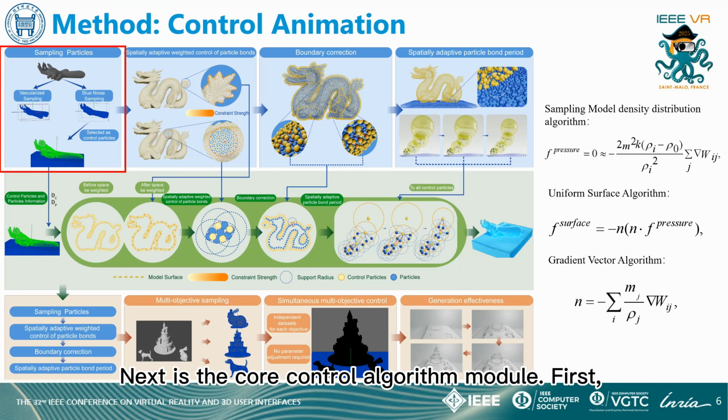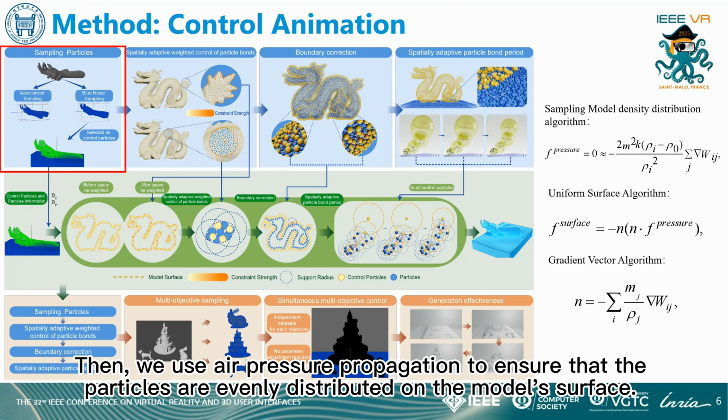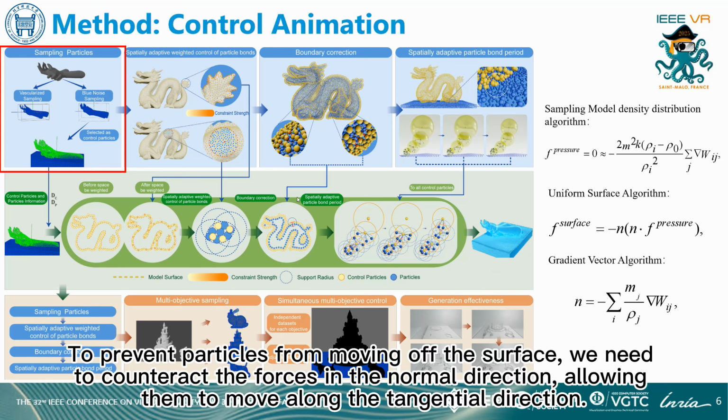Next is the core control algorithm module. First, we sample the model using blue noise sampling to obtain a basic particle model. Then, we use air pressure propagation to ensure that the particles are evenly distributed on the model's surface. To prevent particles from moving off the surface, we need to counteract the forces in the normal direction, allowing them to move along the tangential direction.